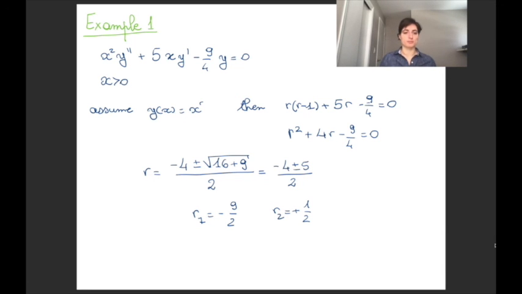So we have a formula for r that is minus 4 plus or minus the square root of 16 plus 9, all of this divided by 2. We simplify, that is minus 4 plus or minus 5, all of this divided by 2. That gives us either minus 9 divided by 2 or 1/2. So we can write that the general solution for this situation is c1 x to the power minus 9 divided by 2 plus c2 x to the power 1/2, for x positive.